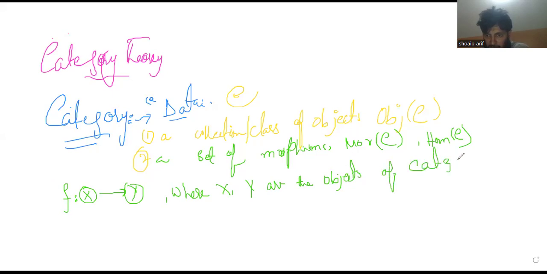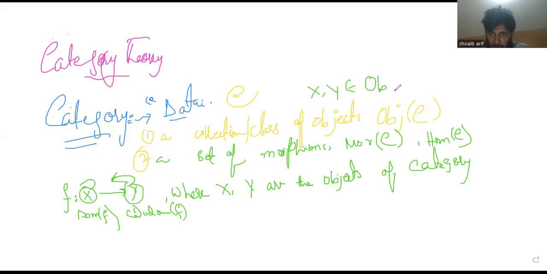objects of the category. Here the object X is the domain of f, and the object Y is the codomain of f, where X, Y belong to the objects of C. So there is a morphism with a domain and a codomain, and the domain and codomain are objects of the category. We can say f belongs to hom of X, Y.